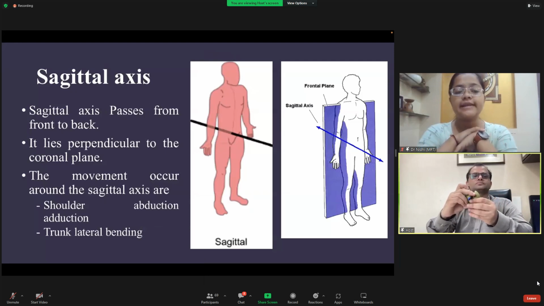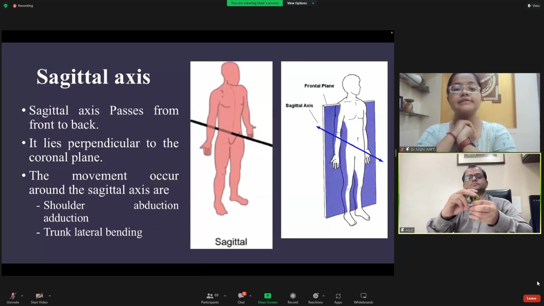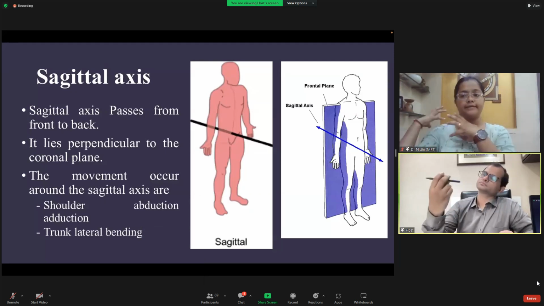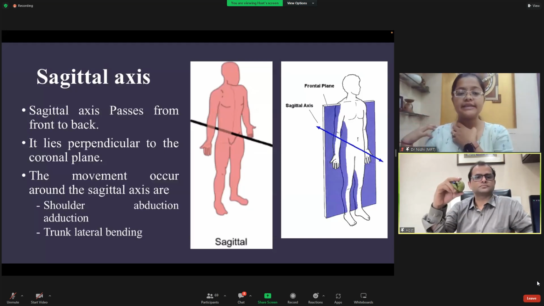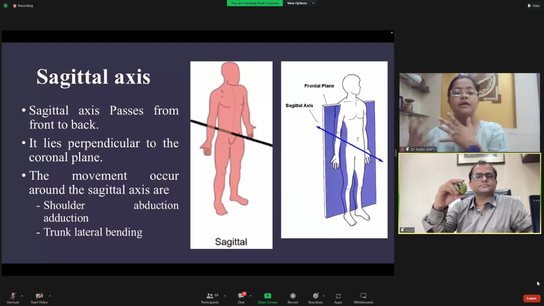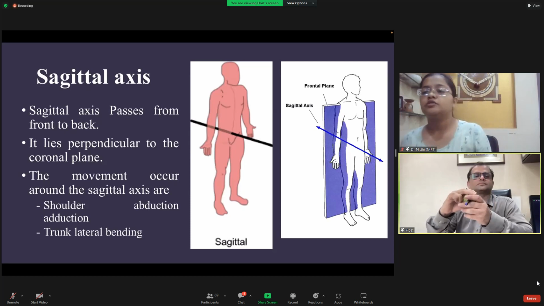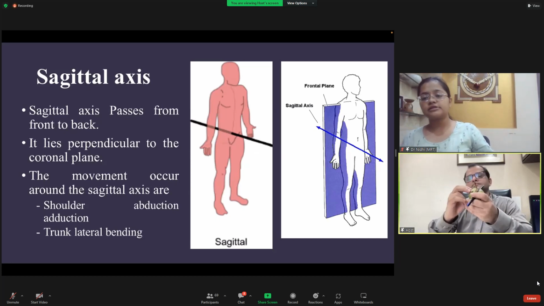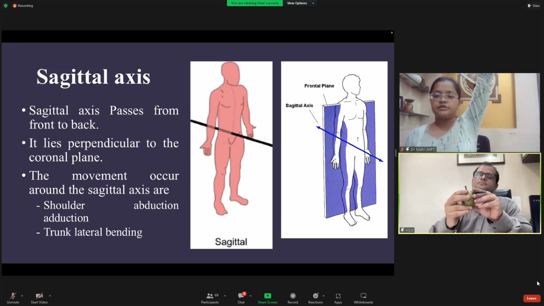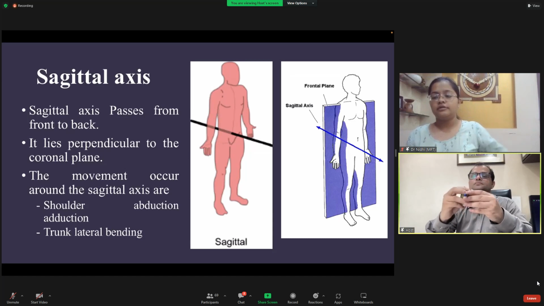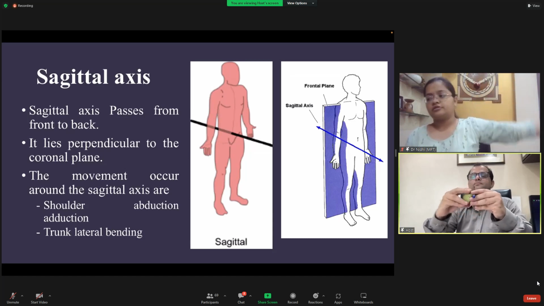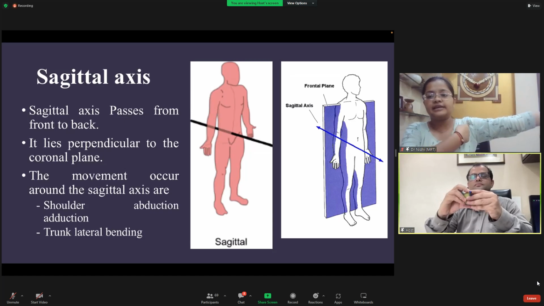So, sagittal axis. The sagittal axis passes from front to back. आगे से पीछे की ओर जाएगी. ठीक है. अभी उसमें कौन कौन सी मूवमेंट होती है? तो शोल्डर अबडक्शन एंड अडक्शन. ठीक है. तो आपको पता होना चाहिए कि शोल्डर अबडक्शन अडक्शन क्या होता है. ये है अबडक्शन, ये है अडक्शन. ठीक है. तो यहाँ पे एक एक्सिस आगे से पीछे जाएगी.